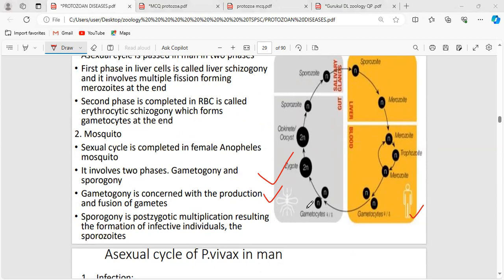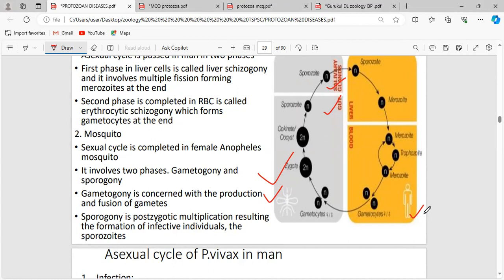In this mosquito, what are the target areas? The gut and the salivary glands. This is the second thing you have to remember. After remembering the hosts, mosquito and human, the other thing is that in the mosquito the targeted areas are the gut and the salivary glands. In the human, the targeted areas of this parasite are the liver and the bloodstream.